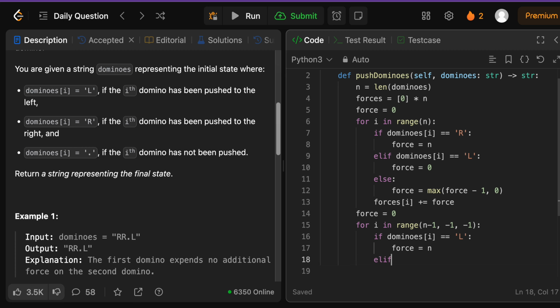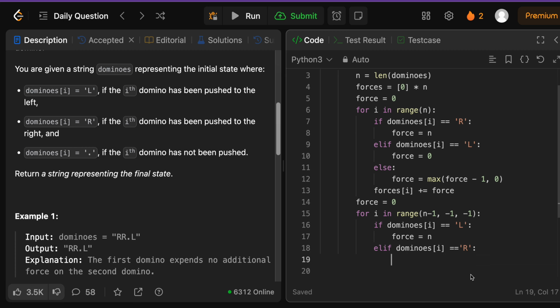Now, what if dominoes at the current index I is this time an R? Well, then again, that's a counteracting or balancing effect. If it's an R, we have to reset our force to this time be 0. Why? Because we know that any R would cancel any ongoing leftward force. Why? Because they balance each other out. And so we reset that force again to be back to 0 for the current index or domino I.